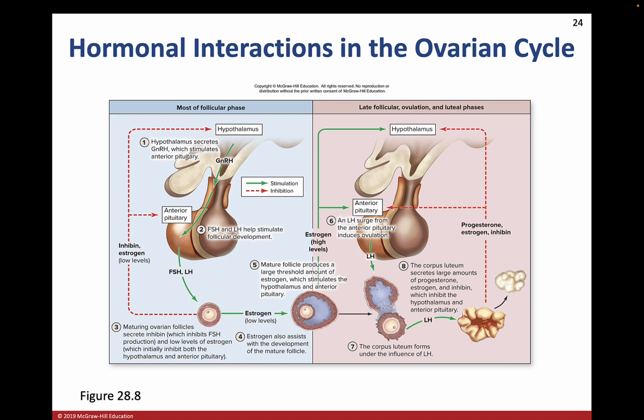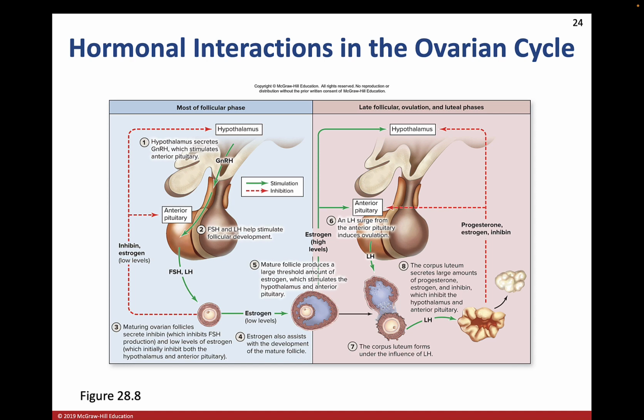Now here we can look at this particular diagram, and it's walking through the phases. Here on the blue, that's most of the follicular phase, and then the pinkish will be the late follicular, ovulation, and luteal phase. So let's walk through what's happening overall. The hypothalamus is secreting gonadotropin-releasing hormone, and this stimulates the anterior pituitary to produce and release follicle-stimulating hormone and luteinizing hormone. These hormones play an important role in stimulating follicular development.